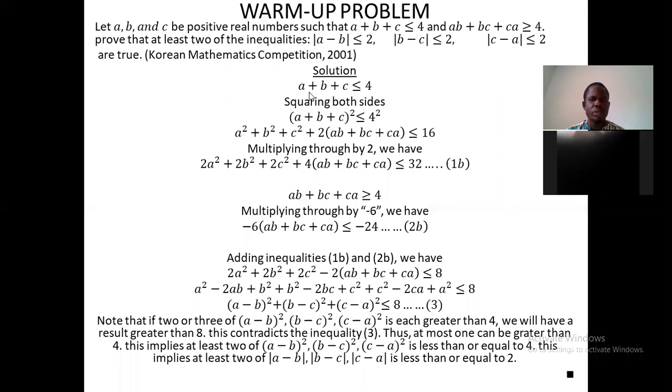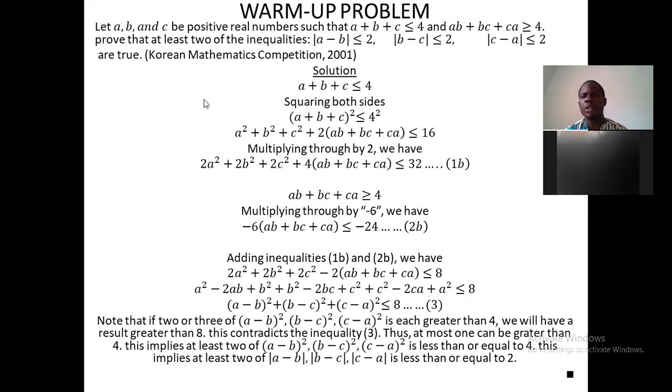So we have this problem. This problem is from the Kenyan Mathematics Competition 2001. The question goes thus: let A, B, and C be positive real numbers such that A plus B plus C is less than or equal to 4, and AB plus BC plus CA is greater than or equal to 4. Prove that at least two of the inequalities, modulus of A minus B is less than or equal to 2, modulus of B minus C less than or equal to 2, modulus of C minus A less than or equal to 2, are true.